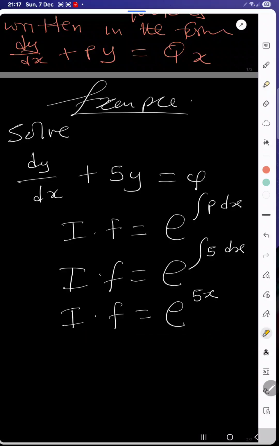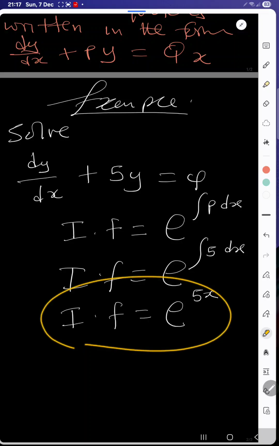Now, after you've got the integrating factor, what we do is simply multiply the integrating factor throughout the equation that you've been given.